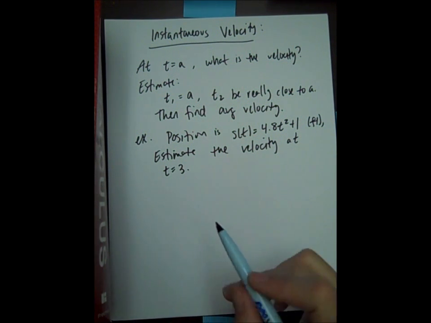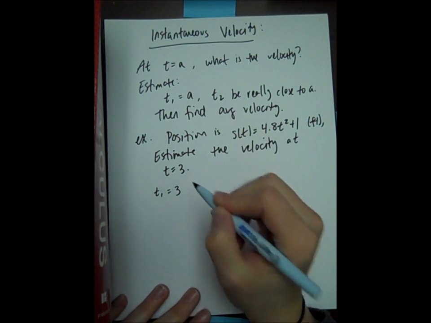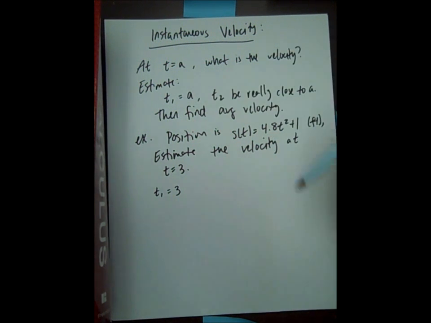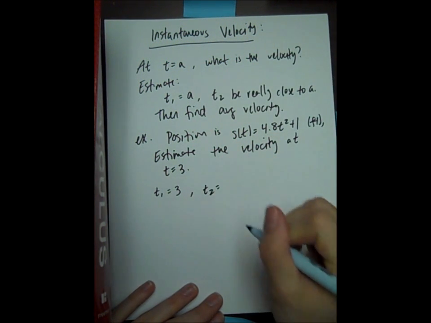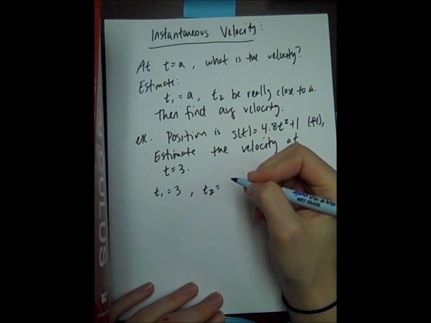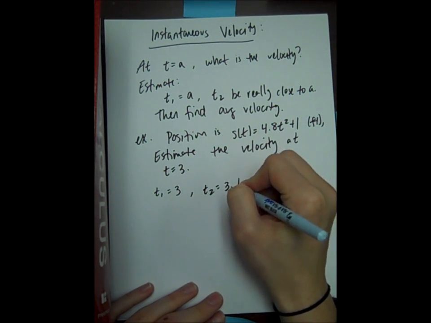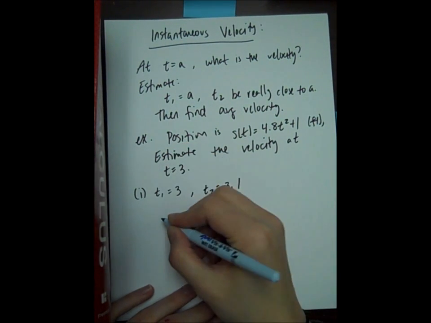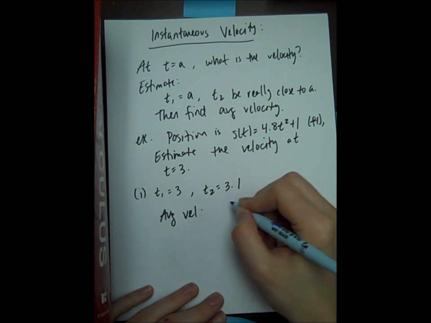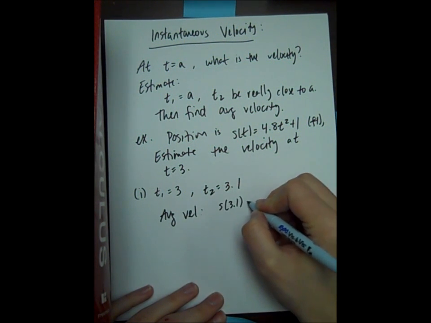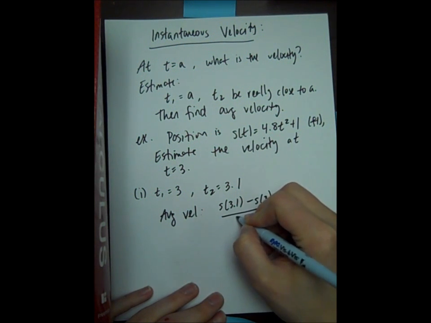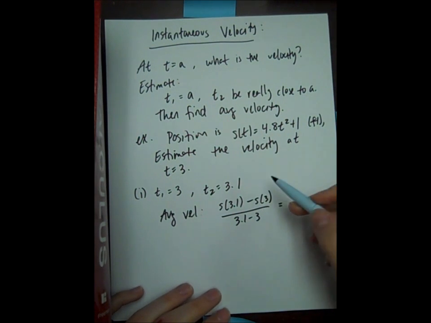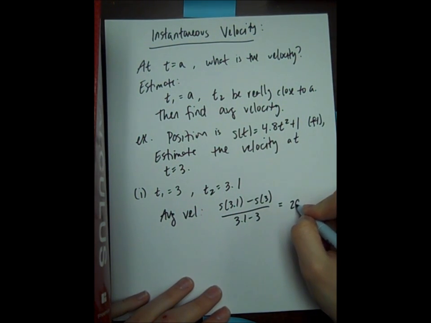So what I'm going to do is I'm going to let T1 be 3. I said that if you want to estimate, you let T1 be the point that they give you. And then I'm going to let T2 be something really close to that. So let's say 3.1. That's relatively close. What's the average velocity? So this is going to be my first attempt. Let's find the average velocity. It's going to be S of 3.1 minus S of 3 divided by 3.1 minus 3. Now you can plug this into your calculator. I believe you will get 29.28.